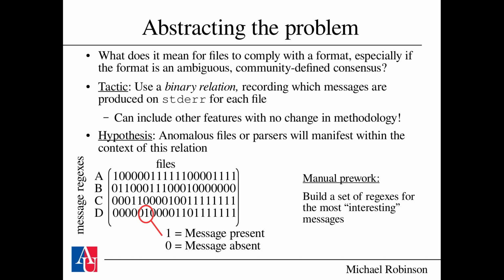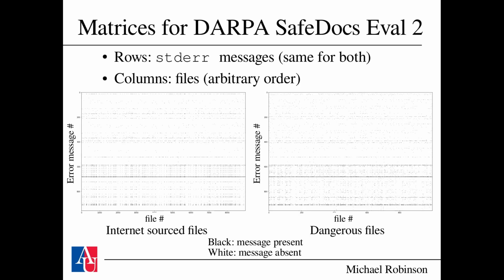Our experimental hypothesis is that anomalous files or parsers, those that deviate from the standard or the ensemble, will be manifest within the context of this relation. That certainly appears to be true. Each of the rows in these two matrices here are the same. They're the same message regular expression number. There's over 900 of them in our data set.